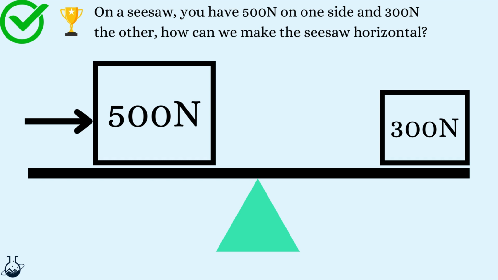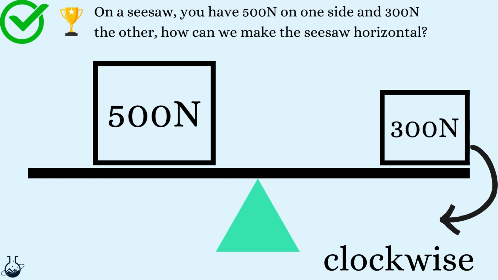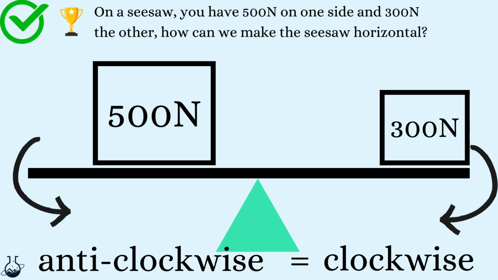All we need to do, and you can trial this next time you find yourself on a seesaw, is move the larger force from the edge to reduce the distance to the pivot, so that the clockwise moment equals and balances the anti-clockwise moment.